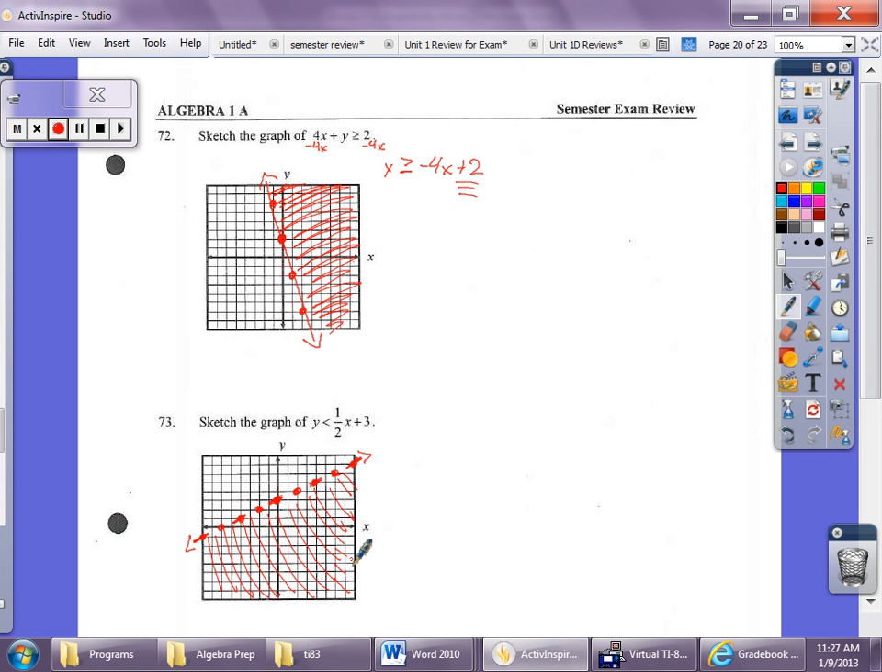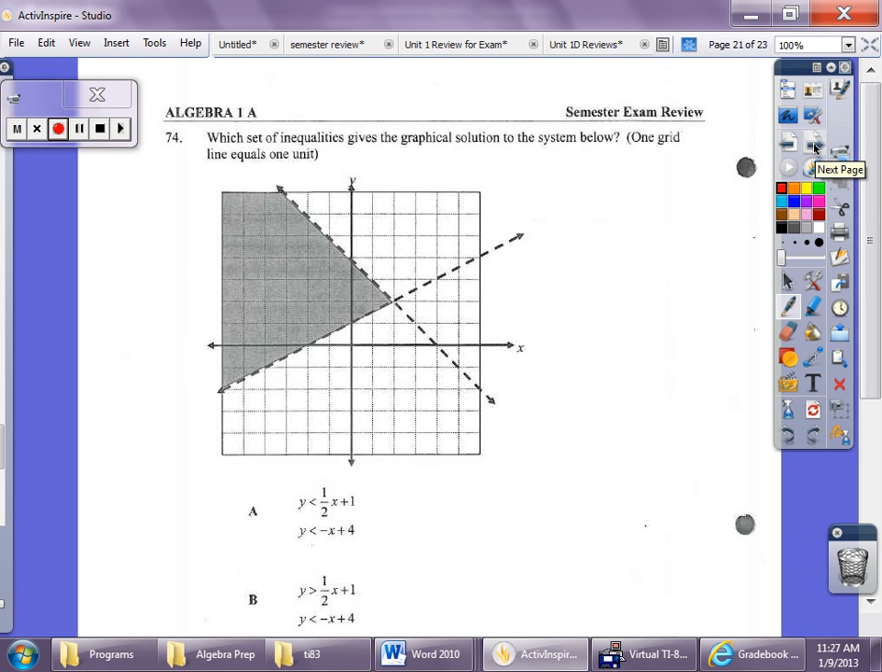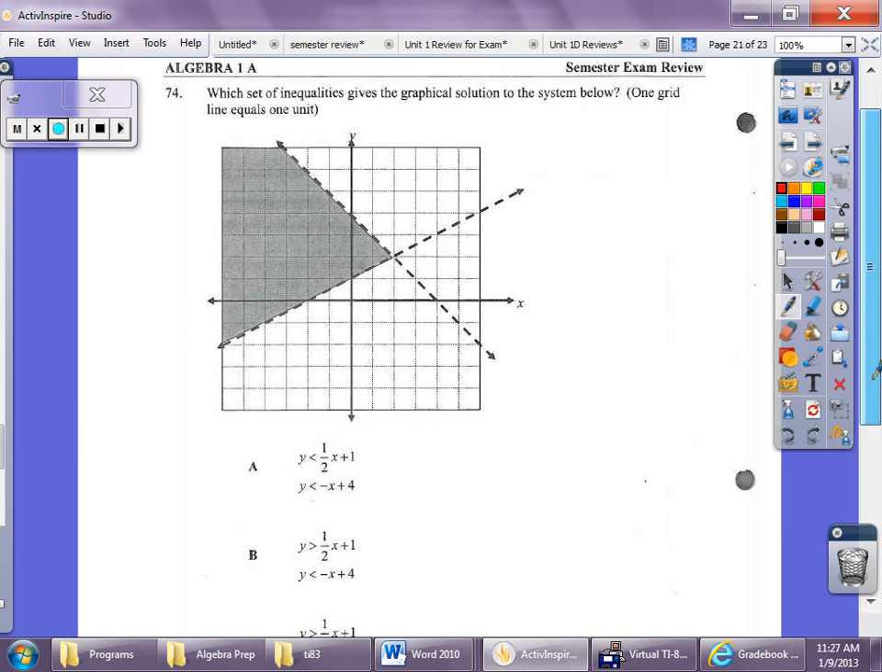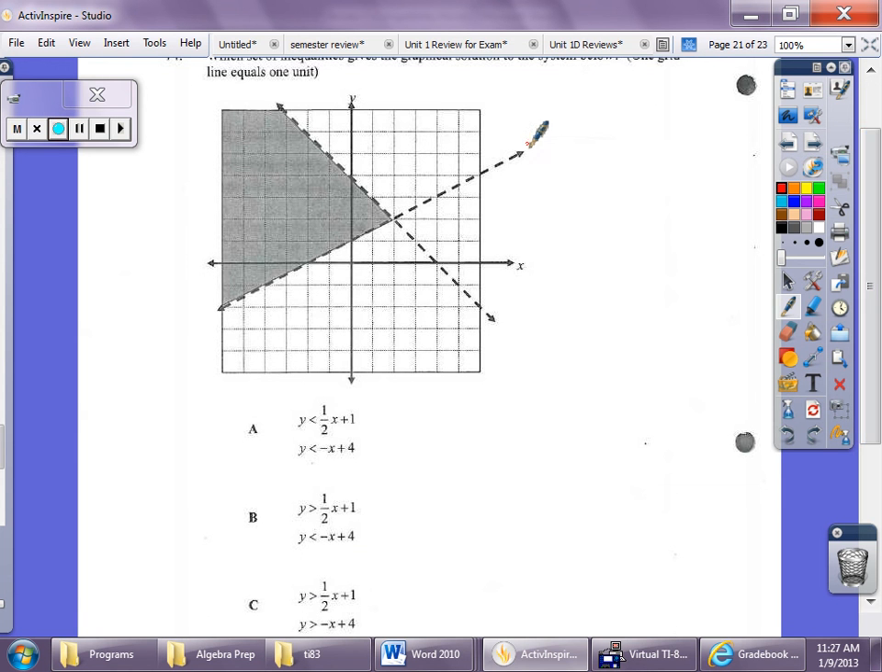And now we have 74. Which set of inequalities gives the graphical solution to the system below? So if we look at, we have two lines, so if I look at this line first, I know we start at 1, and our slope is up 1, right 2. So this is the graph y equals up 1, right 2, x plus 1. Now, when we look at this, we are shading above. This graph is above here, so we're going to be y is greater than 1/2 x plus 1.